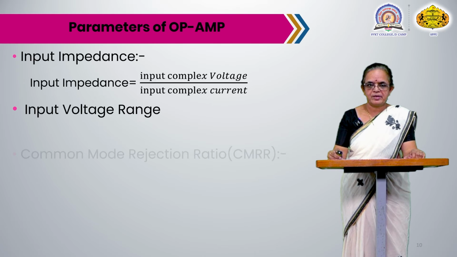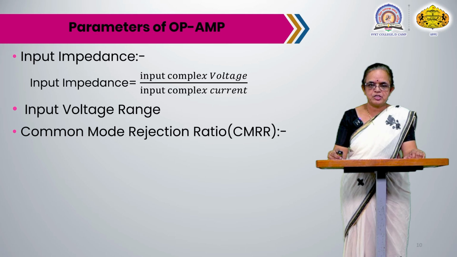Parameters of op amp remaining. Input impedance is the ratio of input complex voltage to input complex current, and mathematically it is input complex voltage divided by input complex current.